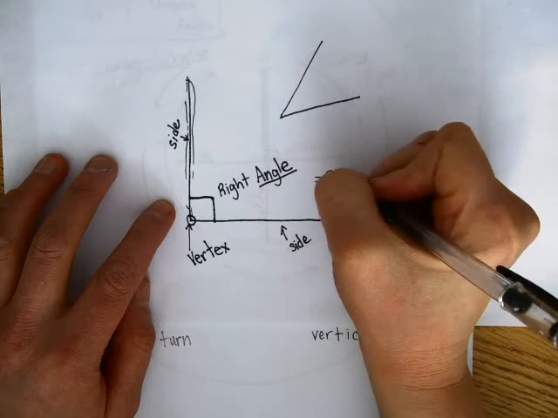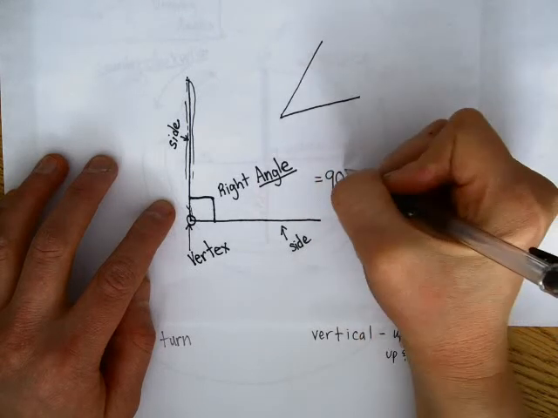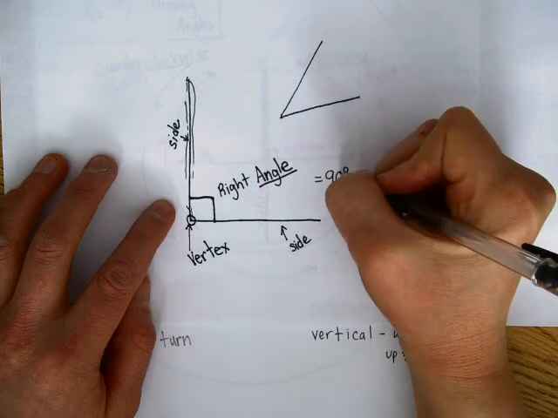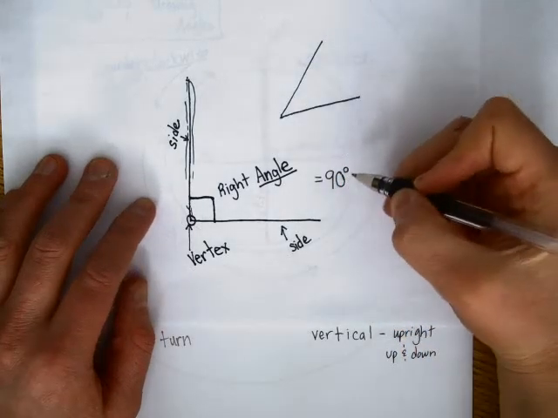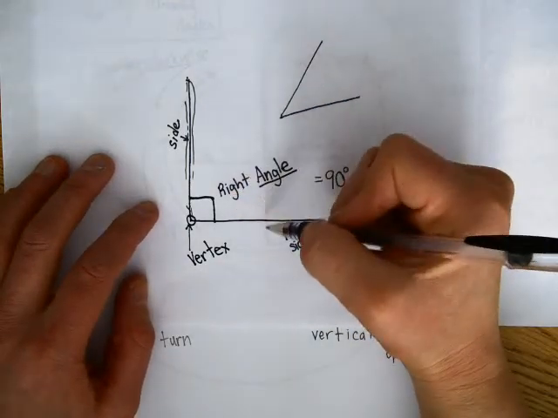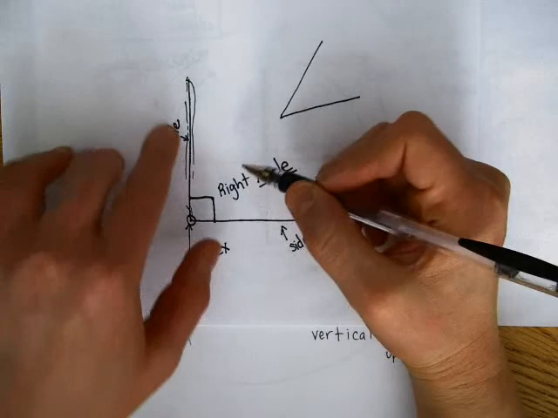So it's equal to 90, and to write the degree symbol is just a little tiny circle up there. That's the same as the symbol for hot and cold, except this doesn't mean hot and cold. It just means how wide this opening is.